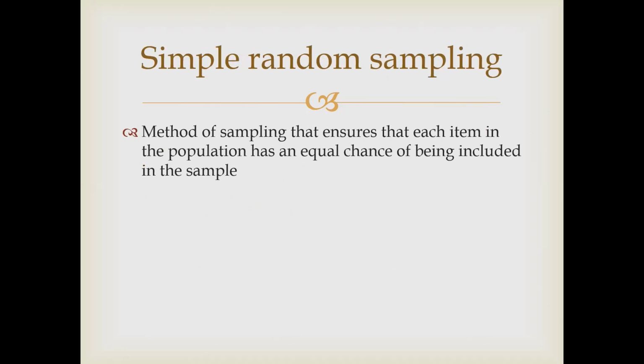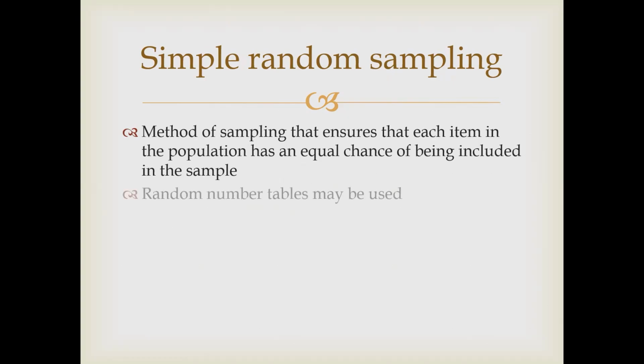Method of sampling that ensures that each item in the population has an equal chance of being included in the sample. The lottery which I mentioned: a method of selection that ensures that each person who purchased the lottery ticket has an equal chance of being included. That is simple random sampling. We require a sampling frame.